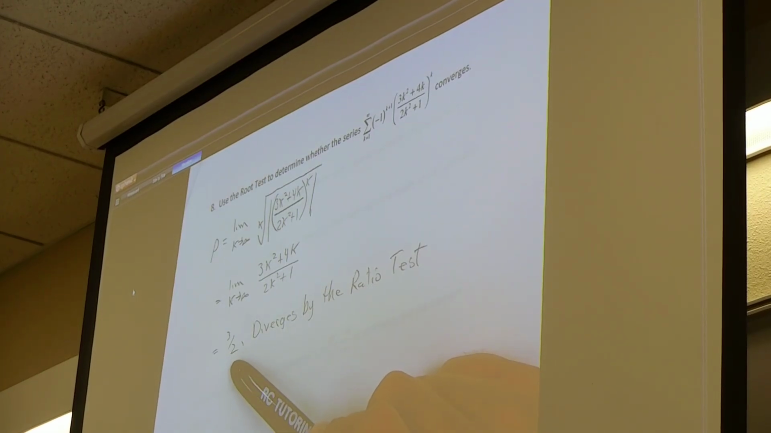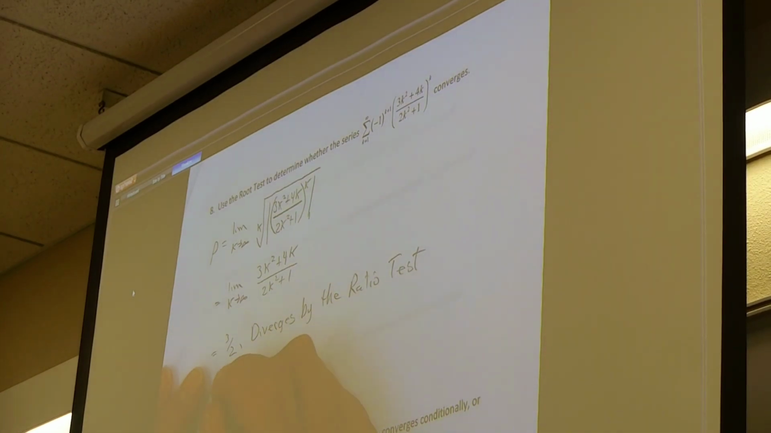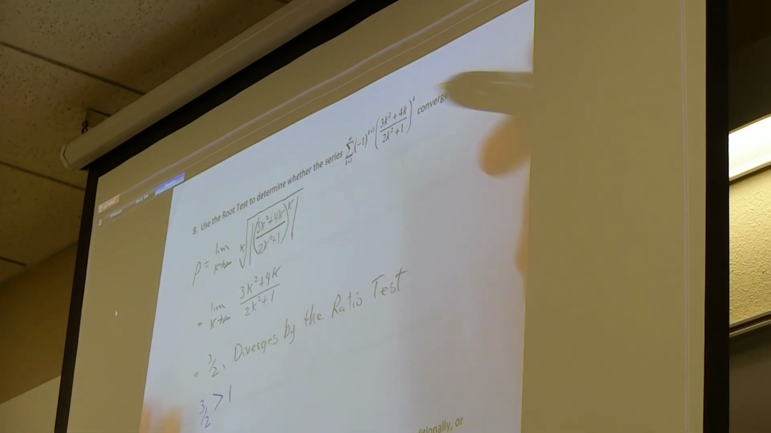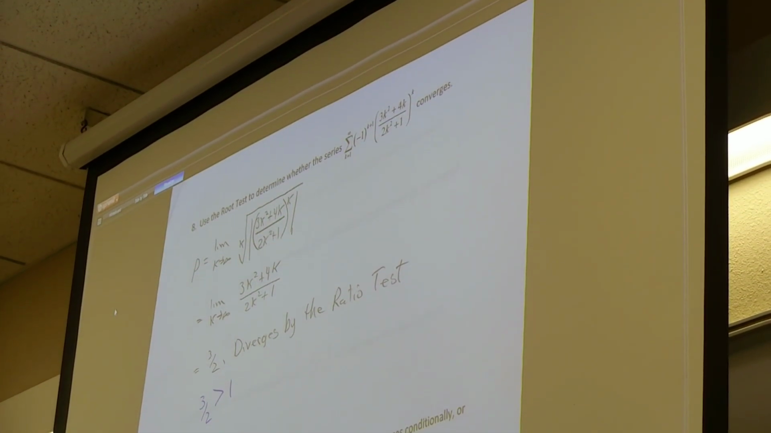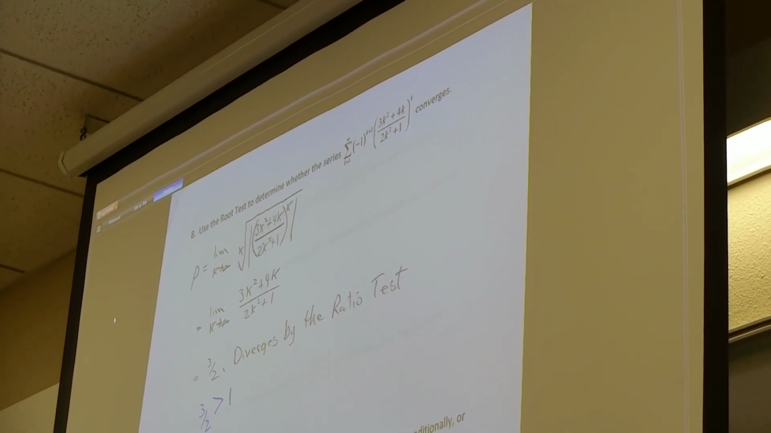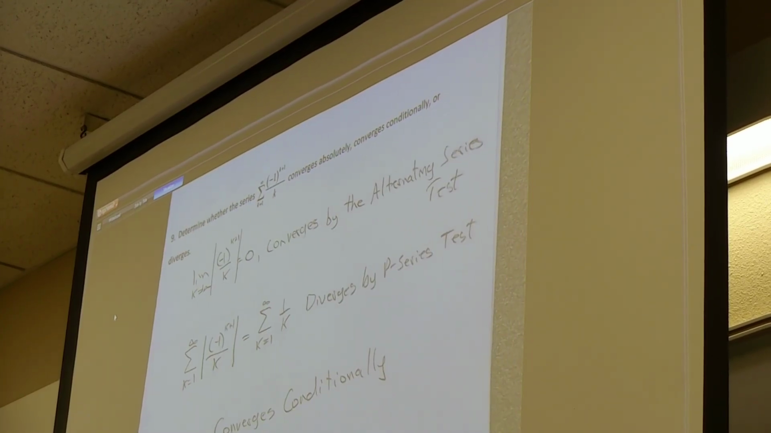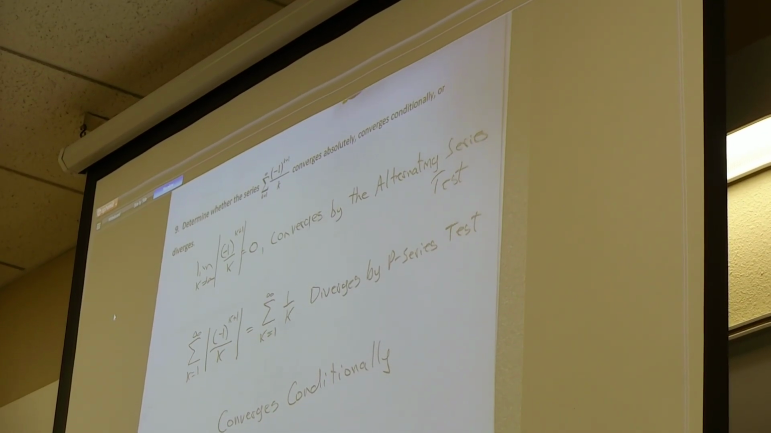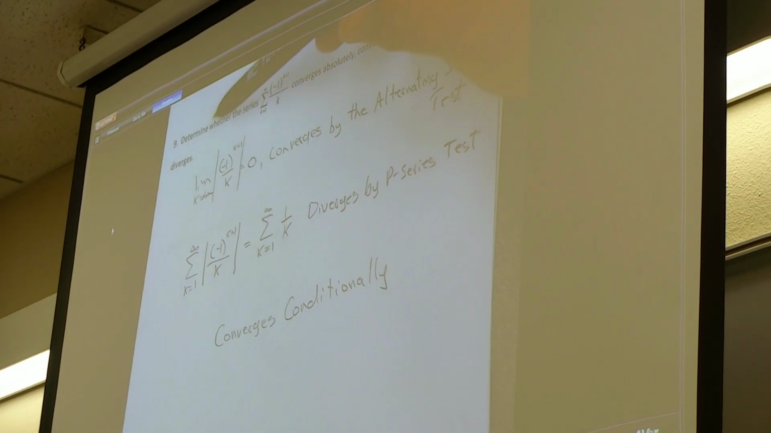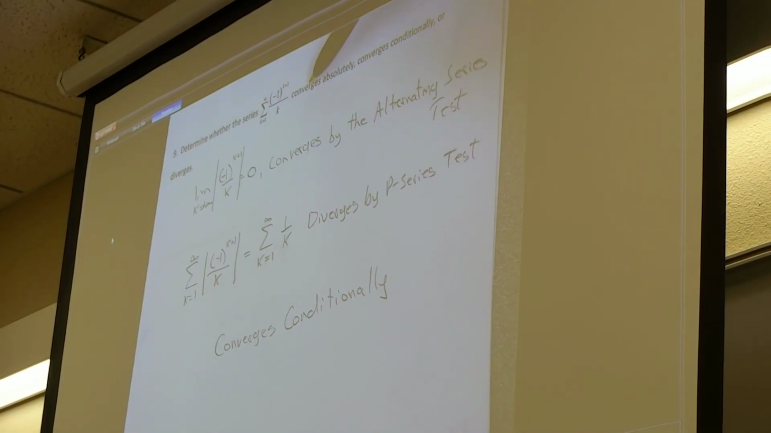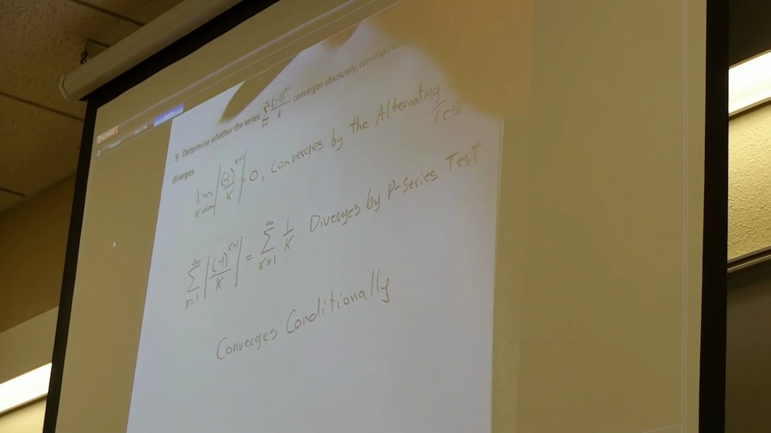That is greater than 1. I probably should have wrote that there. So it diverges by the ratio test. 3/2 is like 1.5. Okay, look what we have in this question here, or this task. We have to determine if it converges absolutely, conditionally, or diverges.